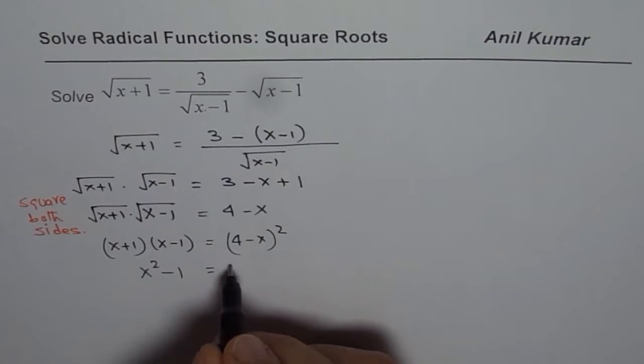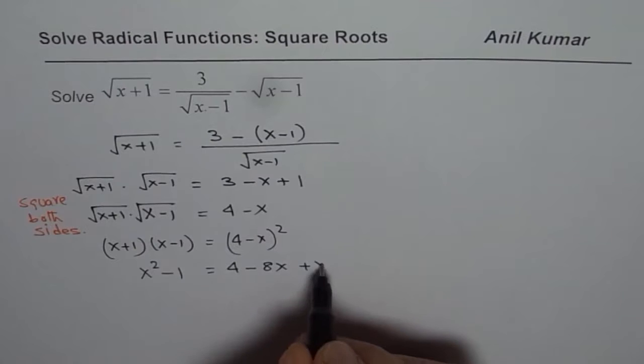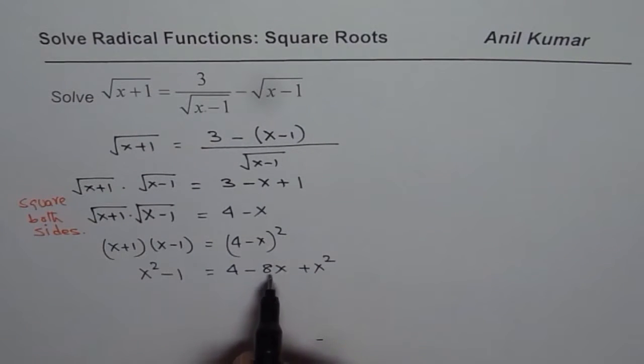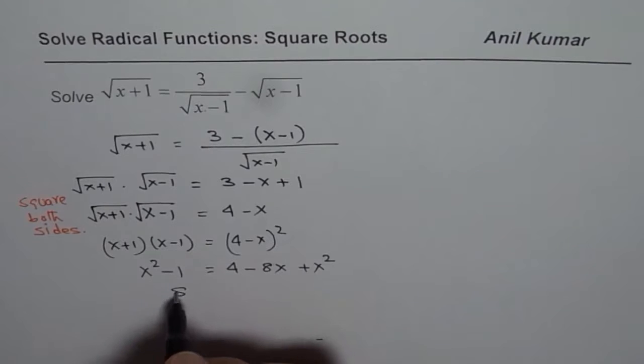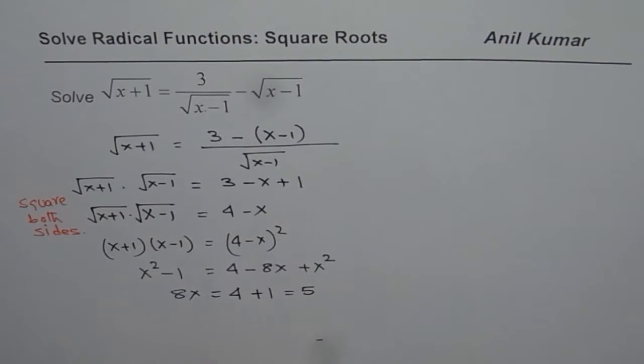Let us expand this. We get 16 minus 2ab, which is 8x, plus x square. Bringing the terms together, let's bring them on the left side. The variable part, x square cancels out, so we're left with 8x on the left side. Taking this one on the right side, we get 16 plus 1, which is 17. So x is equal to 5 over 8, right? So we get 5 over 8 as our solution.